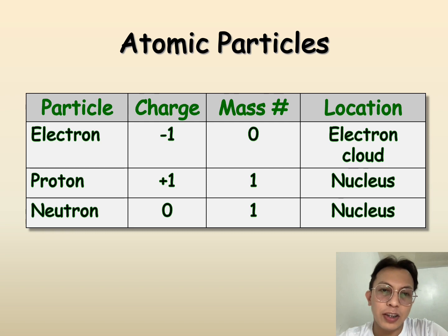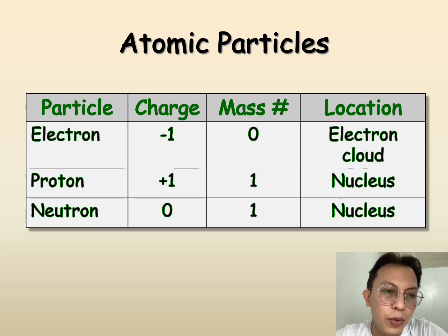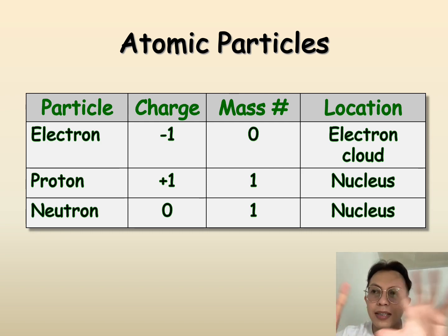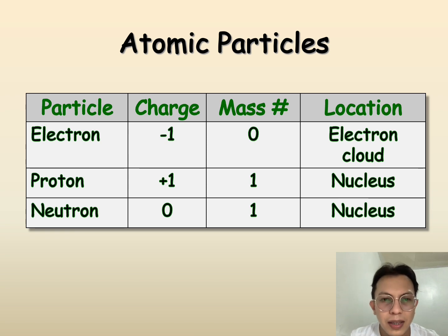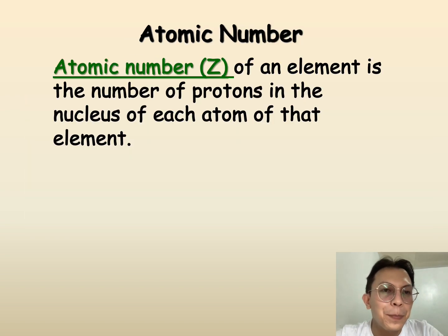We have three atomic particles: electron, proton, and neutron. So you know that electron is negatively charged, proton is positive, while neutron has no charge. So the mass number of electron is 0, the proton is 1, and neutron is 1. Where is electron located? It's in the cloud outside the nucleus. But in terms of protons and neutrons, these are located inside the nucleus.